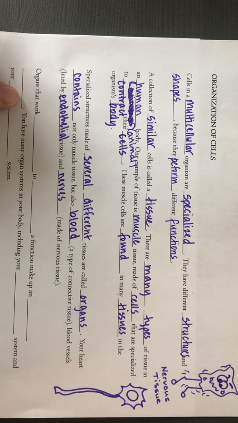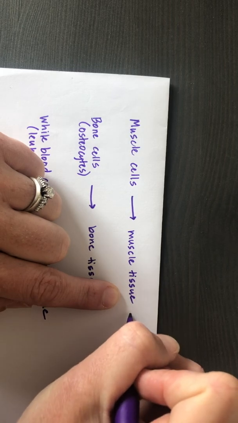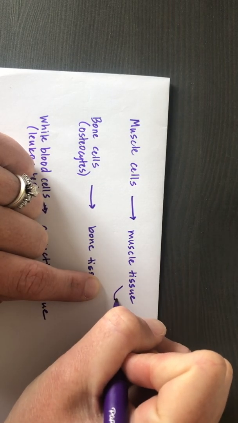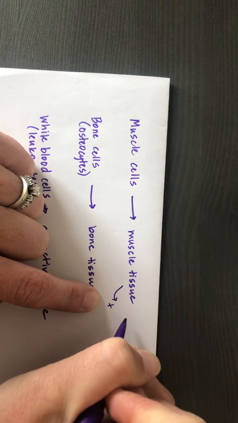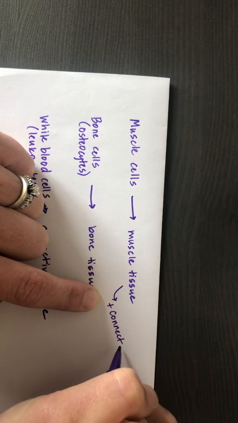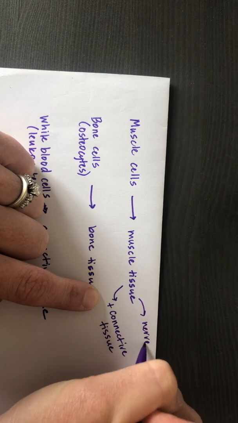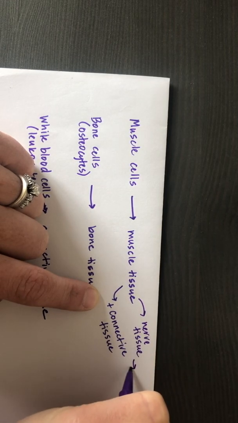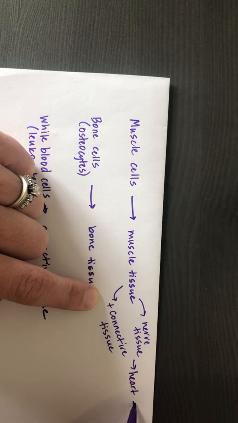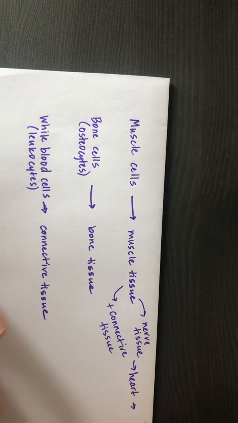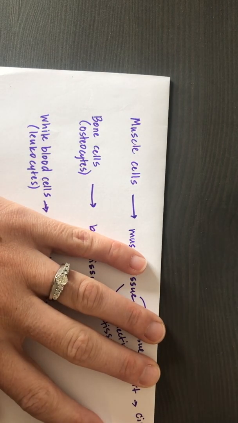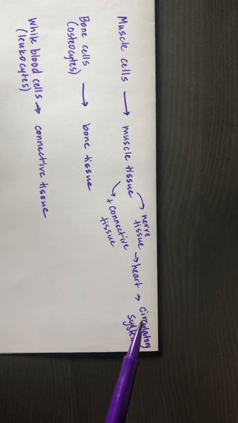Organs then can also work together. So let's actually take this. We take our muscle tissue and we combine it with, let's add connective tissue for blood, and we add nerve tissue. We can get an organ, which could be your heart. And then your heart could be part of a whole system, which would be, right, your circulatory system. So we could take your heart and combine it into a system called your circulatory system.